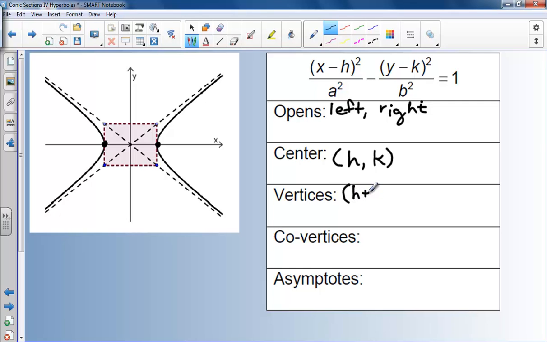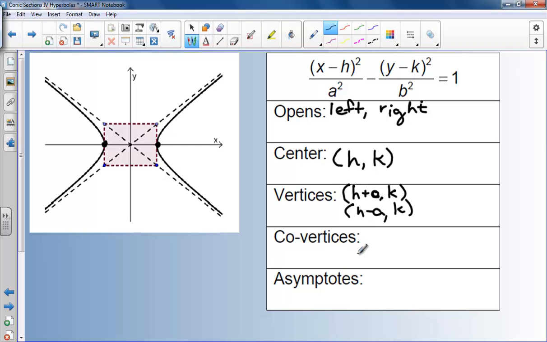So h plus my c. I'm sorry, I'm thinking ellipses. h plus my a value, and h minus my a value. I'm actually thinking focus points instead.